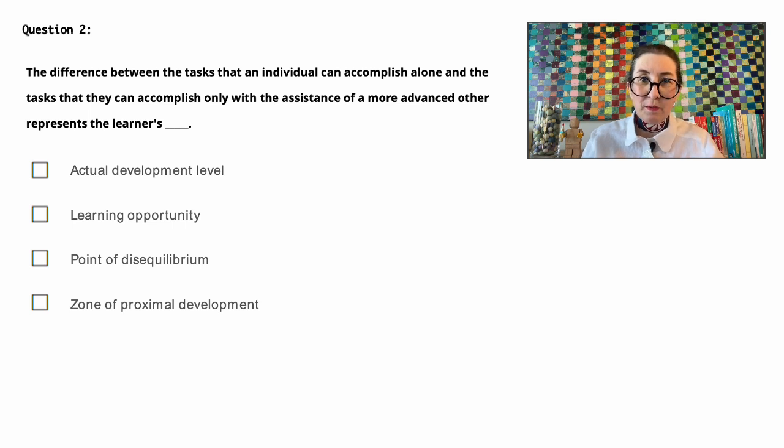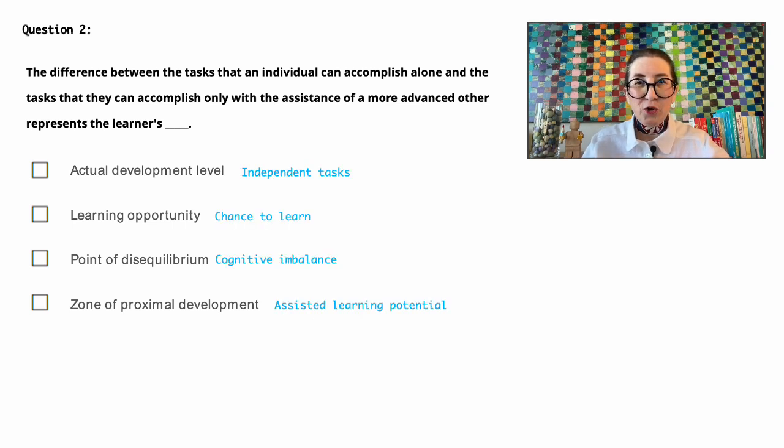The actual development level refers to what a learner can do independently. A learning opportunity is a general term for any chance to gain new knowledge or skills. The point of disequilibrium refers to a state of cognitive imbalance. The correct term for the difference between the tasks an individual can accomplish alone and those they can accomplish with assistance is the zone of proximal development. This concept highlights the potential for learning with guidance.